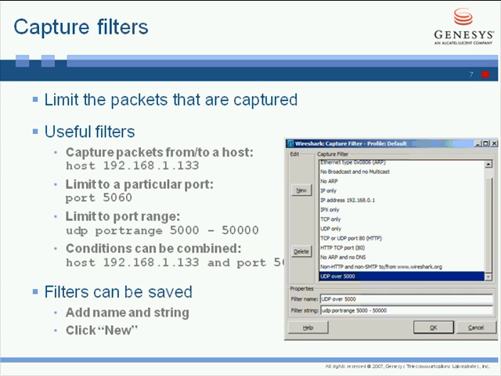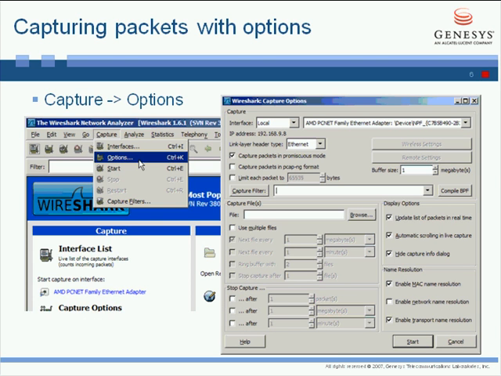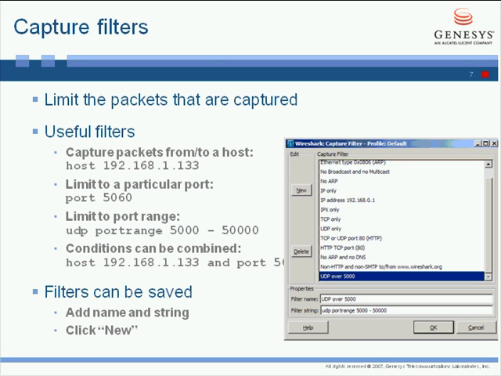Once you find a capture filter that is useful, you can save it and later reuse it quite easily. Once you click this capture filter button, there is a new window that has a list of the saved filters. Here, you can give the filter a name, then specify the capture string, and hit the new button. Then the capture filter will be saved and is available for later reuse.